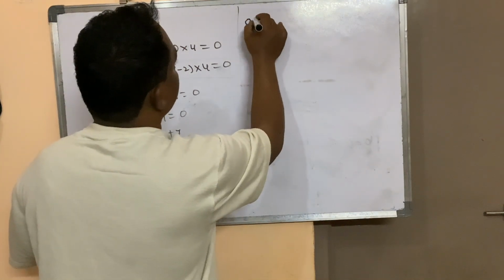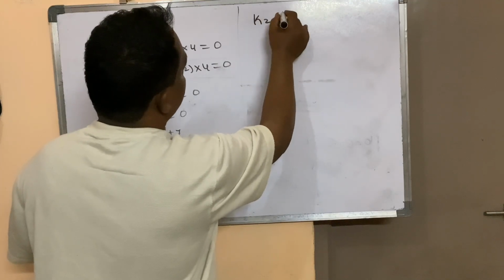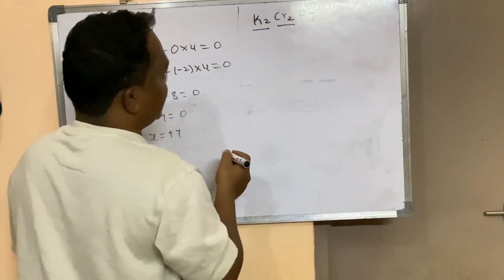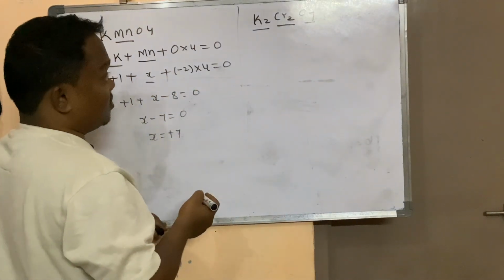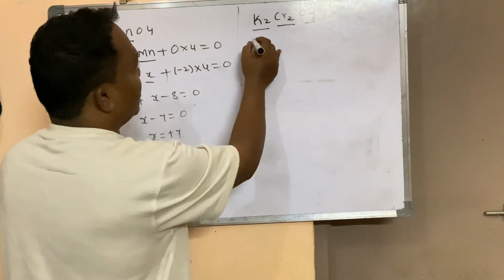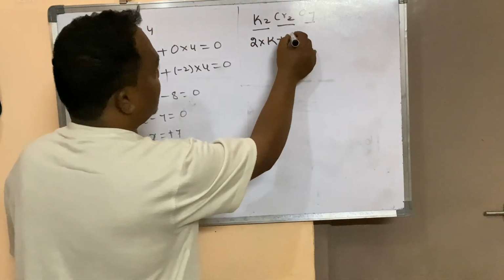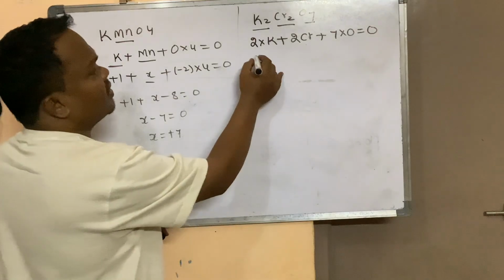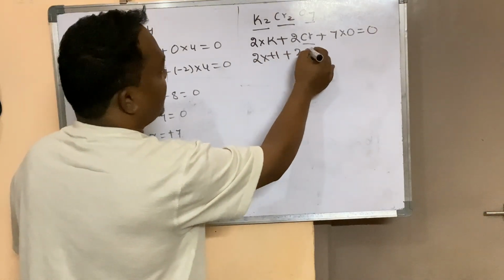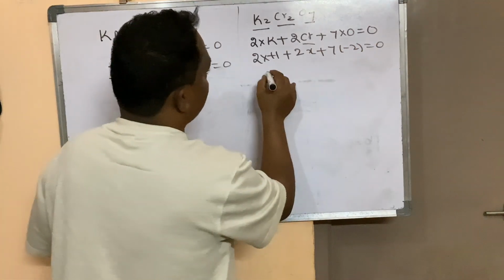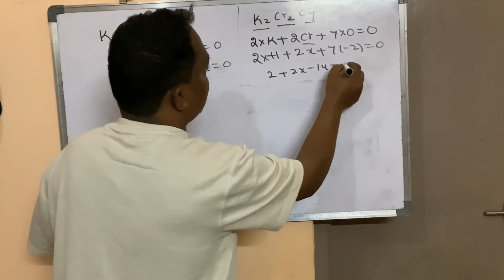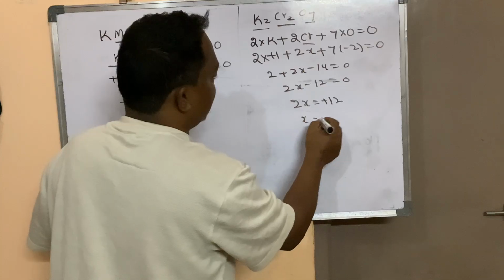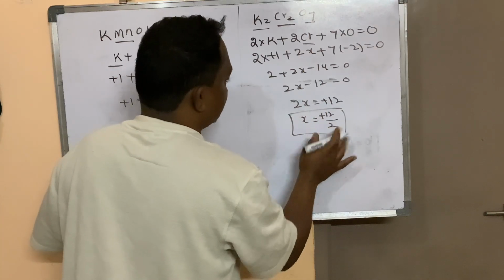Find the oxidation number of chromium in K2Cr2O7. In this example, potassium we know already, because it is an alkali metal. Oxygen we know is -2. According to the first rule, 2 times the oxidation number of potassium plus 2 times the oxidation number of chromium plus 7 times the oxidation number of oxygen is equal to 0. That means 2 into plus 1 plus 2x plus 7 into minus 2 is equal to 0. So 2 plus 2x minus 14 is equal to 0, 2x minus 12 is equal to 0, 2x is equal to plus 12, and x is equal to plus 12 by 2, so x is +6.